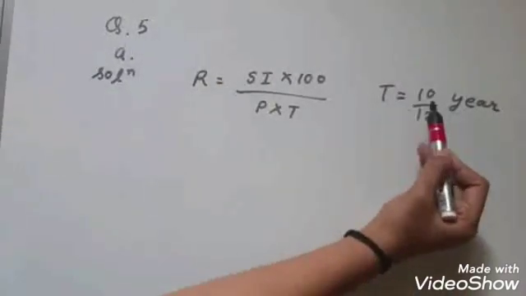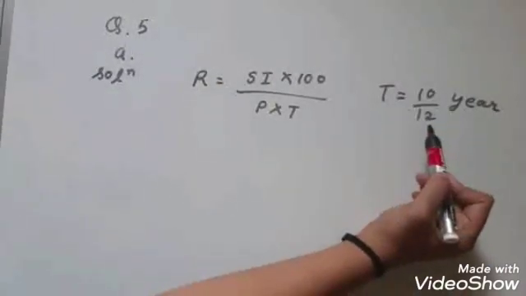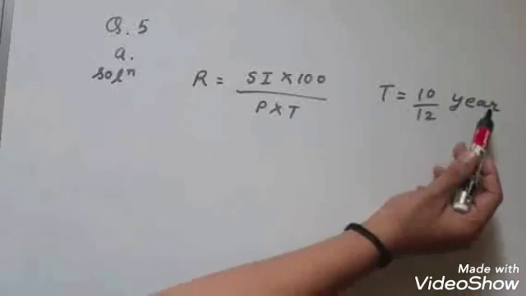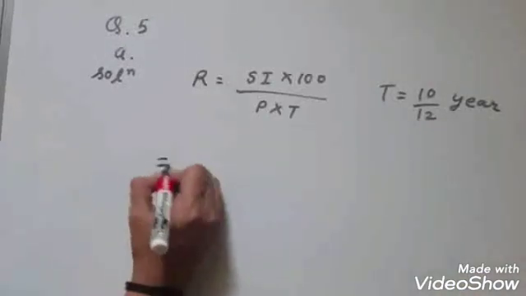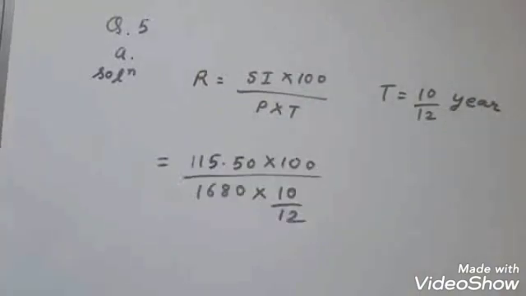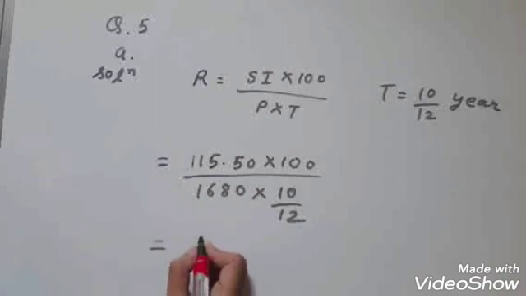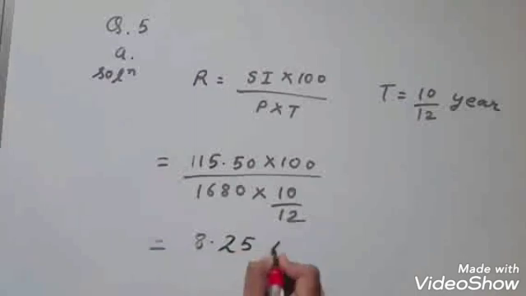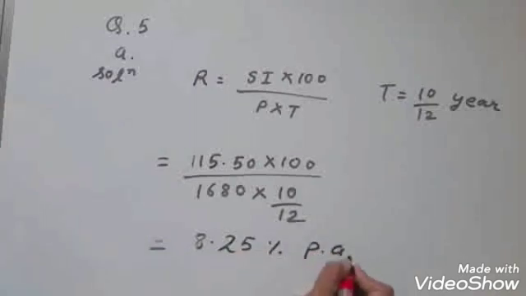Time is given in month, so here we are converting it into year. 10 upon 12 year. Now we are putting the values in the formula. Now we will calculate this and we will get our answer. Rate of interest 8.25% per annum. It is answer.